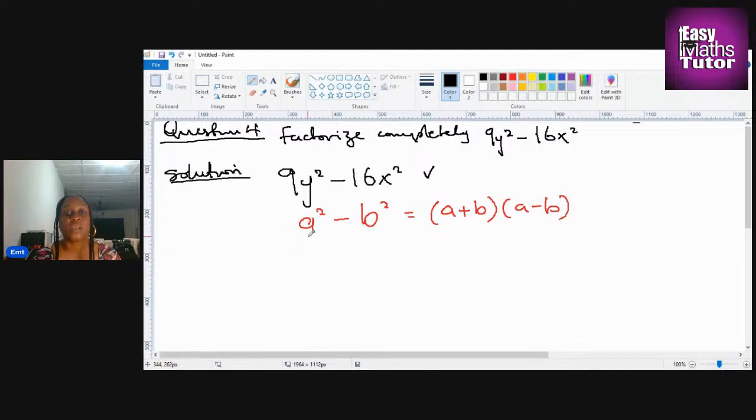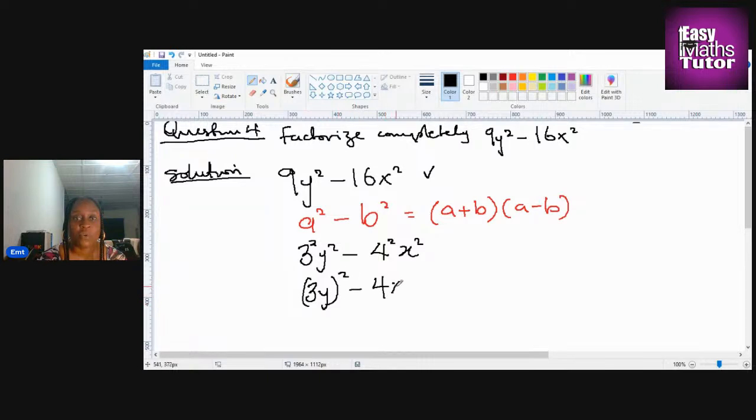But first of all, we must make it look like a perfect square. So, let's do it like this: 3 squared y squared minus 4 squared x squared, because we know that 9 is 3 squared and 16 is 4 squared. So we'll have (3y) squared minus (4x) squared.